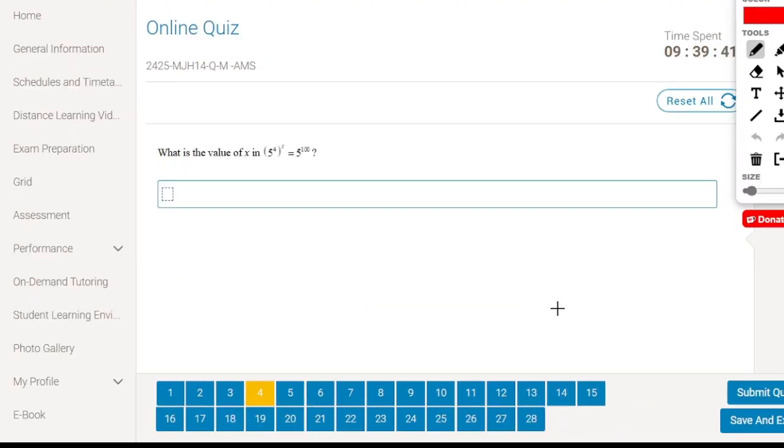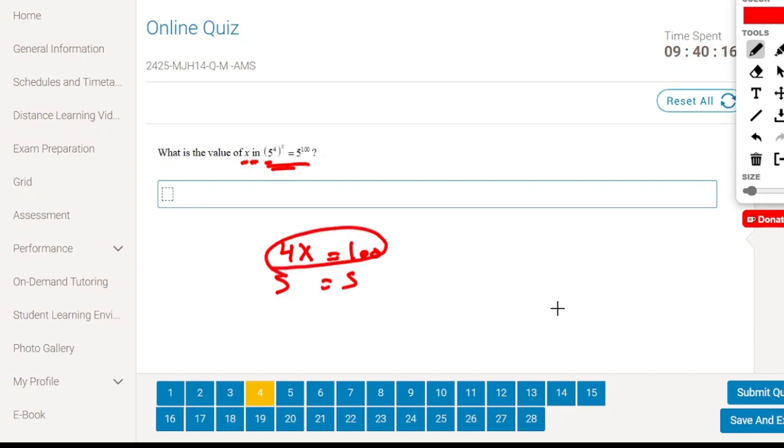Question number 4. What is the value of x in 5 power of 4x equal to 5 power of 100? So this one, it means 4 multiply x equal to 100. So the power, it will be 4x, because 4 multiply x will be equal to 100, right? Because here it means 5 power of 4x, and here equal to 5 power of 100.